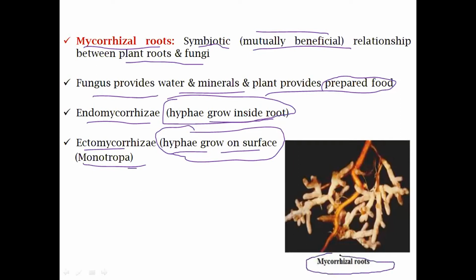You can see here, this is the mycorrhizal roots. These are the plant roots, and on these roots, you can see the growth of fungus is shown here. So these are mycorrhizal roots.